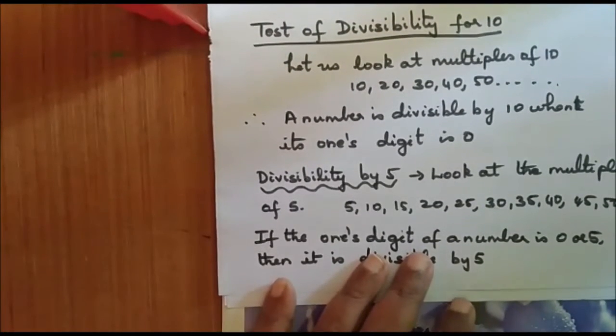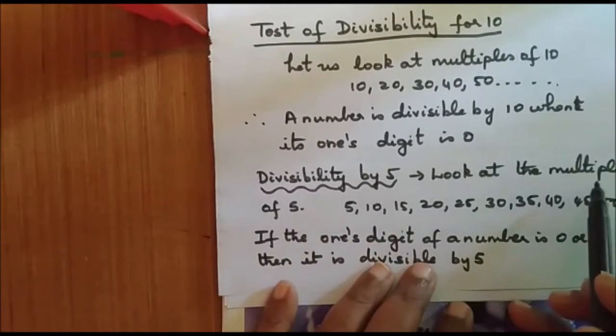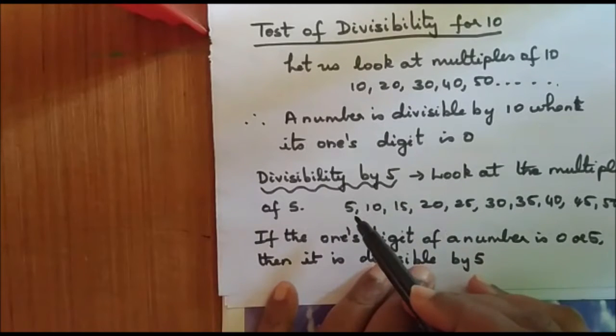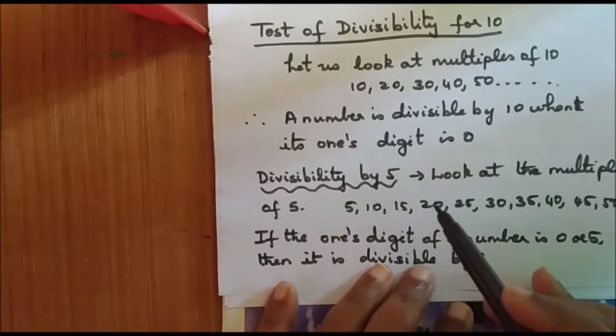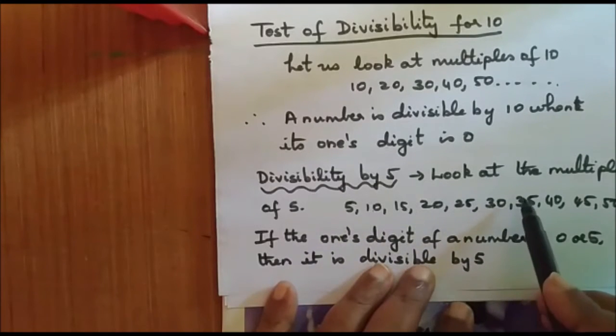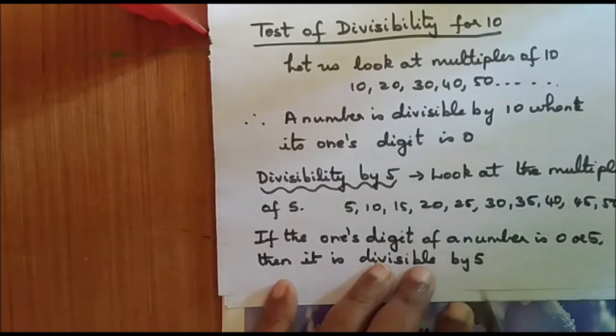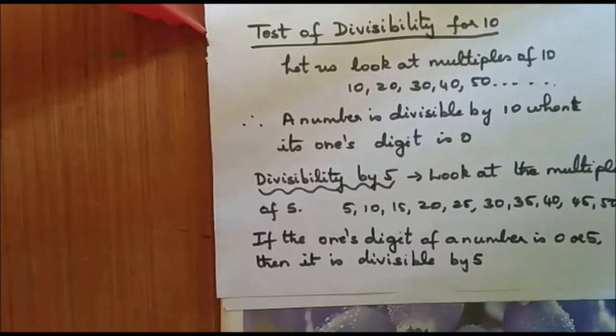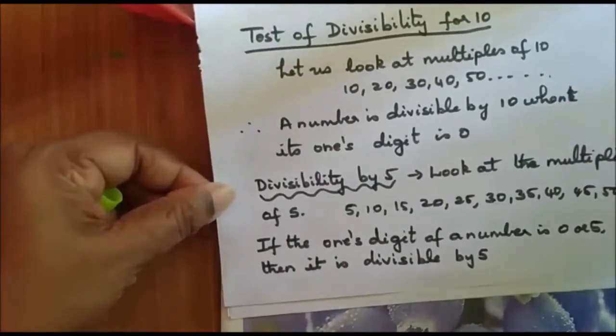Okay. Similarly, divisibility by 5. Look at the multiples of 5. What are the multiples of 5? 5 ones are 5, 5 twos are 10, 5 threes are 15, 20, 25, 30, 35, 40, 45, 50, so on. Do you see some pattern in these numbers? Yes, the units digit is either 5 or 0. There is no other number other than 5 or 0. So, if the ones digit of a number is 0 or 5, then it is divisible by 5. So, I hope you understood the test of divisibility for 10 and 5.